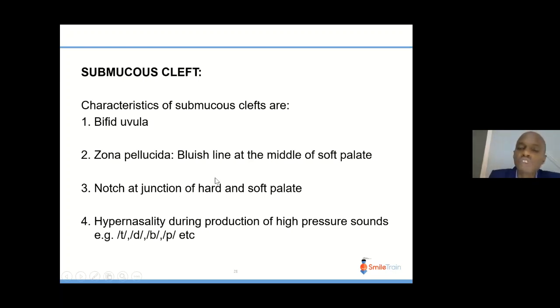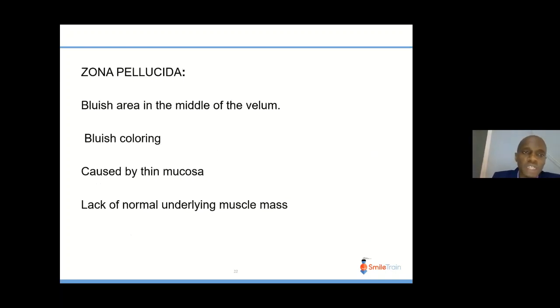Most times, even some patients, they come when they are old, and their major complaint is that their mouth is normal, but their sounds are hypernasal, and they are worried. But actually, they have this submucous cleft. Because the untrained eye has seen the mucosa as normal, they can't identify the cleft of the soft palate, the submucous cleft. The zona pellucida is a bluish area in the middle of the velum, and it's caused by the thin mucosa, because there's a lack of normal underlying muscle there.